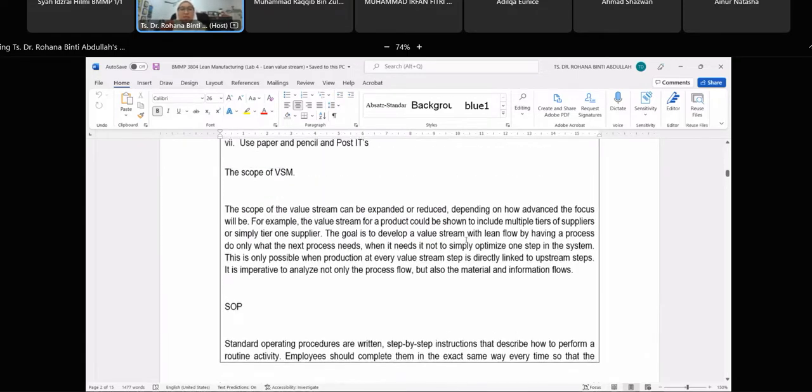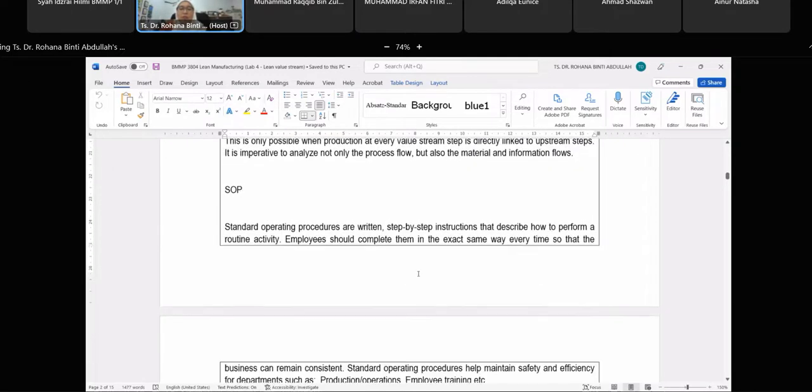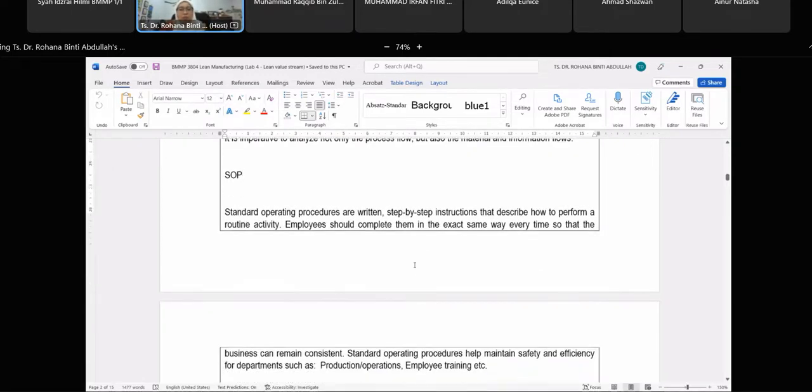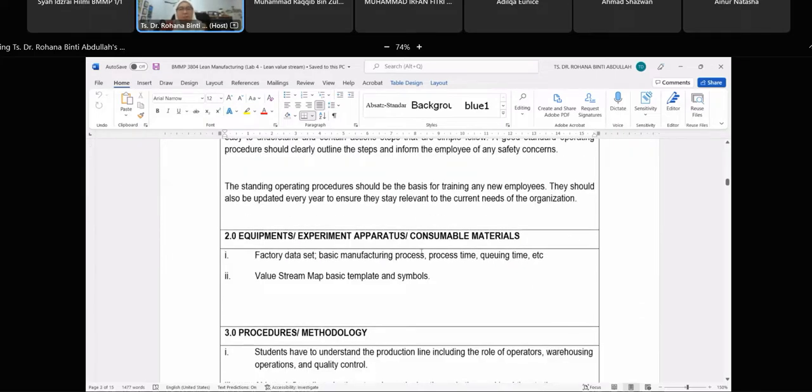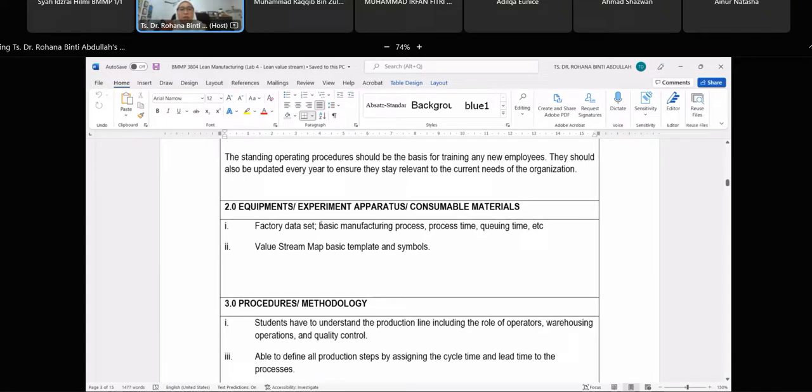So what you need to do is develop the current state VSM and the future state VSM, and also develop some SOPs, right? So that you learn how to develop the SOPs as part of the improvement plans. Okay, so we will provide you the data set, basic manufacturing process, process time, queuing time, and so on. I will brief you on the data afterwards.